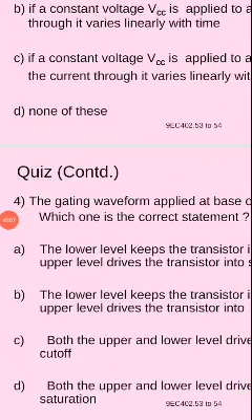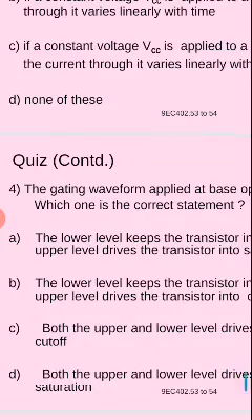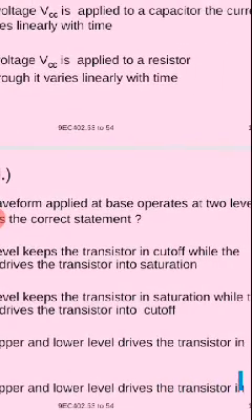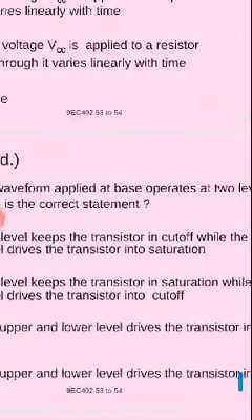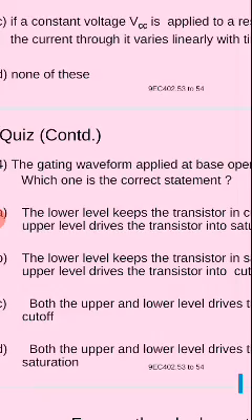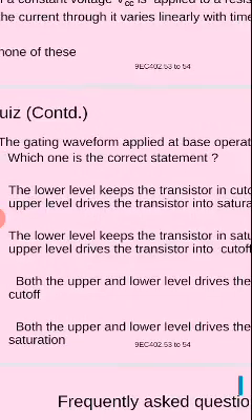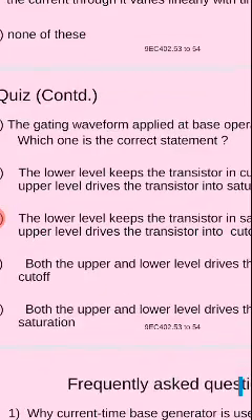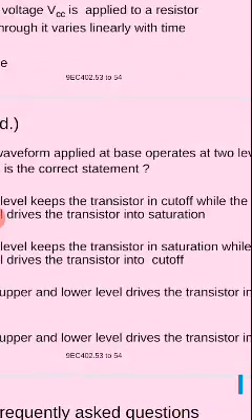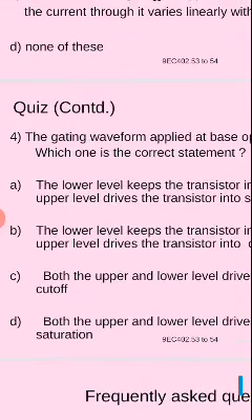The gating waveform applied at the base operates at two levels. Which one is the correct statement? The lower level keeps the transistor in cutoff, while the upper level drives the transistor into saturation. The other options, that the lower level keeps the transistor in saturation, that both levels drive it in cutoff, or that both drive it in saturation, are wrong. Option A is the right answer.